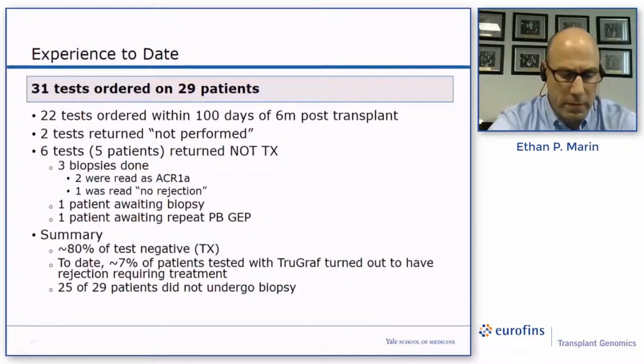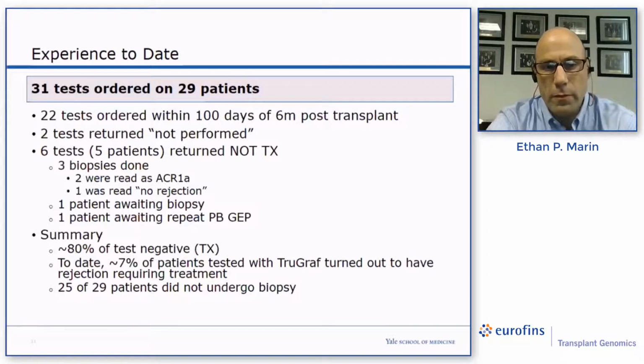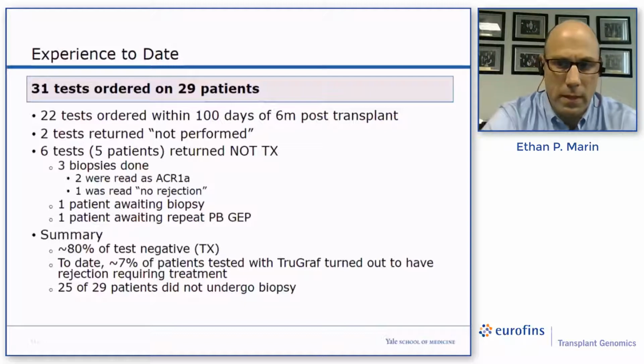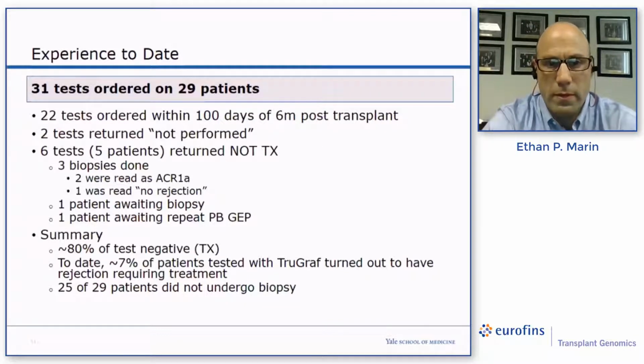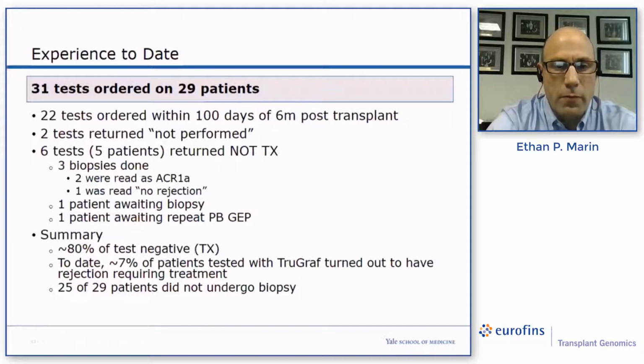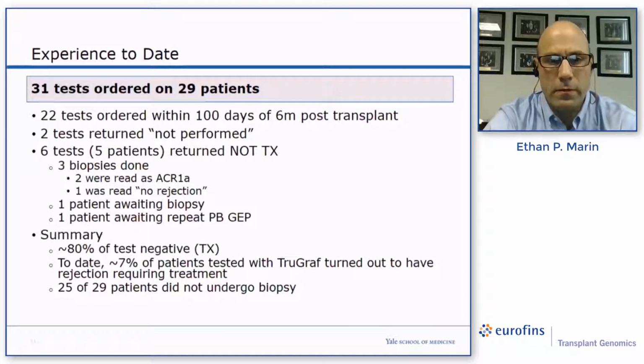So our experience to date is as follows. We've ordered about 31 tests on 29 patients. About 2/3 of those tests were done around the 6-month mark, meaning as part of our traditional protocol biopsy timing. 2 of those 31 tests came back as not performed. There were technical issues with the test or with the sample collection that precluded returning of data. For one of those 2 cases, a subsequent test was sent and was performed adequately. So it's something that can happen, but is relatively infrequent in our experience.